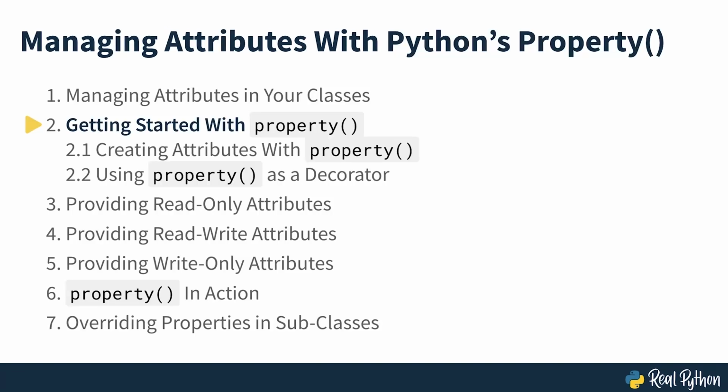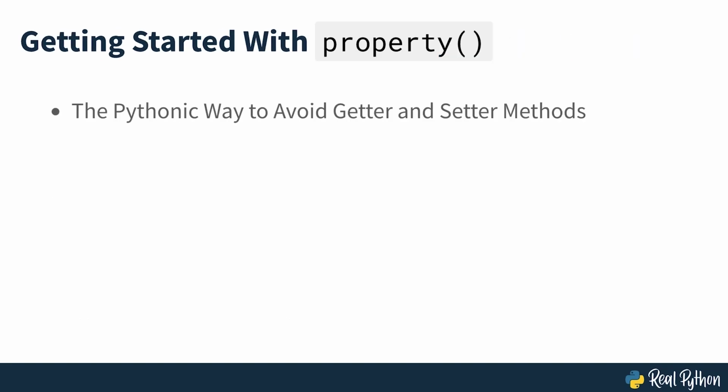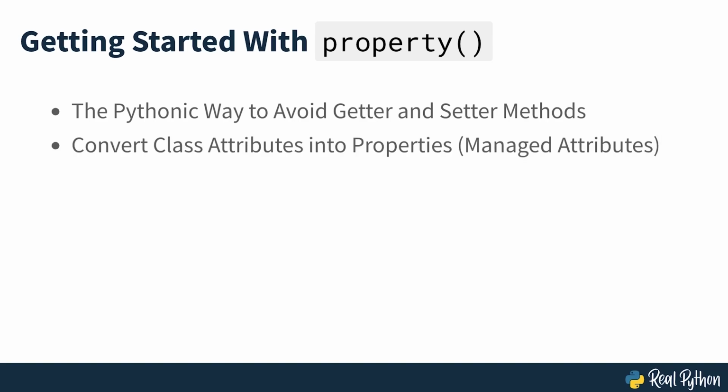Getting started with Python's property. As you've seen, Python's property is the Pythonic way to avoid formal getter and setter methods in your code. This function allows you to turn class attributes into properties or managed attributes. Since property is a built-in function, you can use it without importing anything. Additionally, property was implemented in C to ensure optimal performance.